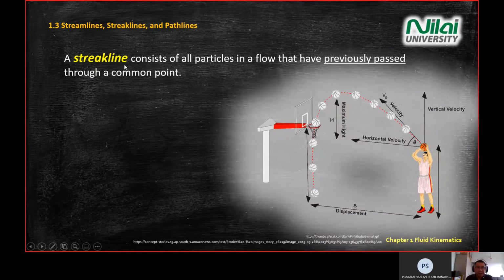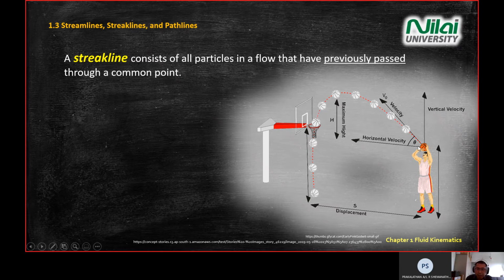Then we go to the definitions for your streak line and your path line. So what is a streak line? This is the textbook definition: a streak line consists of all particles in the flow that have previously passed through a common point. For example, if you throw a basketball and use a camera to capture it at different times, you open up the shutter and capture all these gray color basketball images. All these gray color basketballs are your streak line.